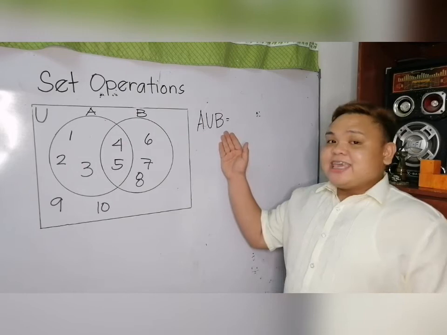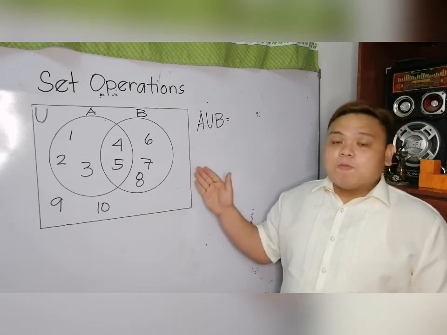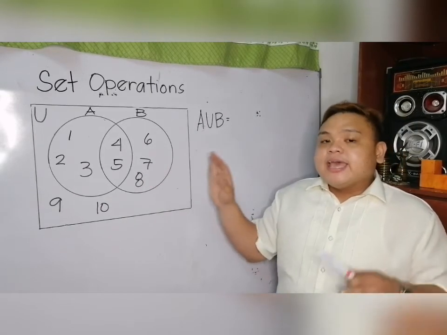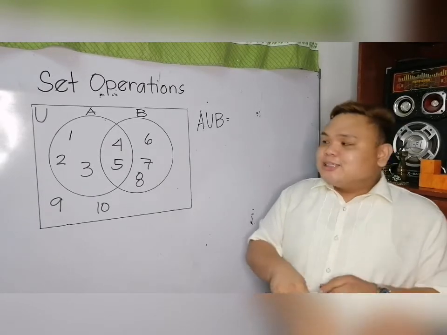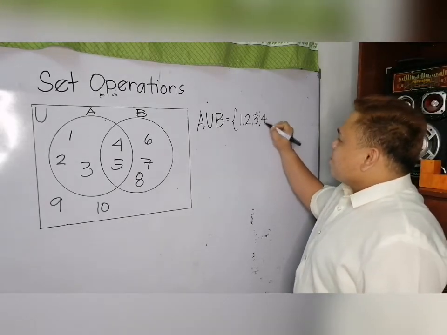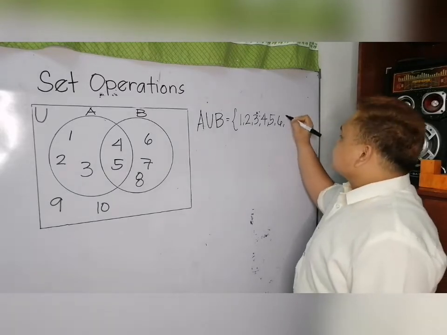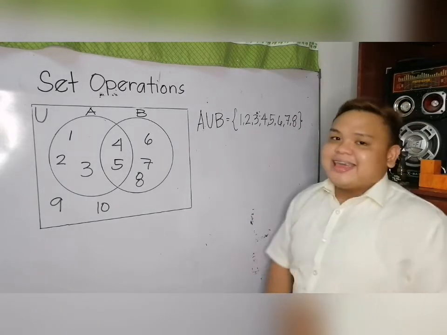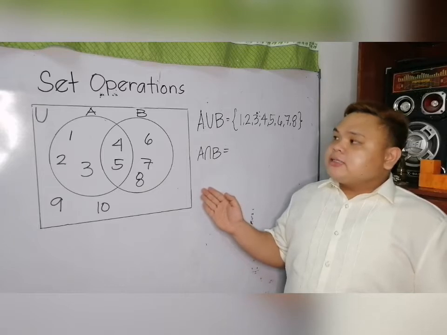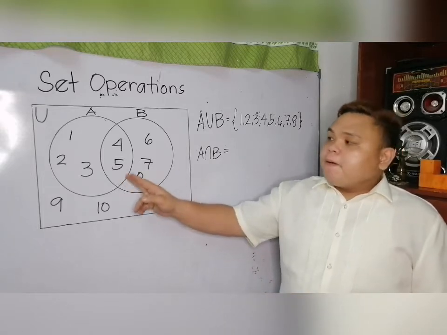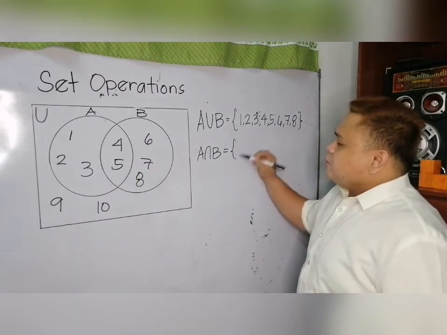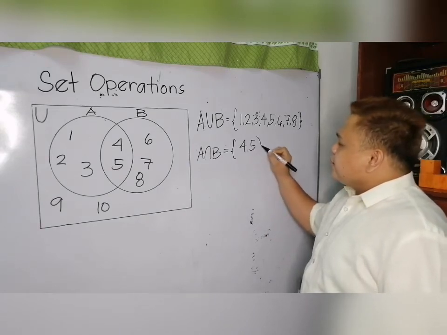Now, let us get A union B. Given this diagram, what we're going to do is to just look for the elements that are inside the circles of A and B. And that is going to be the union of A and B. So in this example, A union B will be 1, 2, 3, 4, 5, 6, 7, and 8. Now, let us get the intersection of A and B. Using this diagram, the intersection of A and B is this part, the part where the circles of A and B intersect or overlap. Now, for the elements of A intersection B, you will have here 4 and 5.